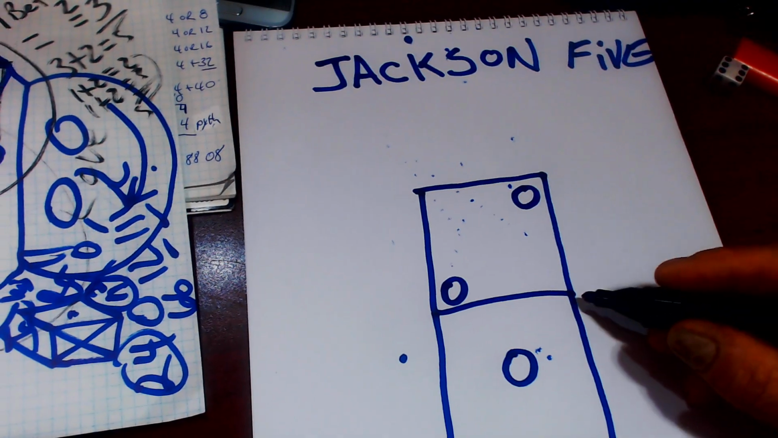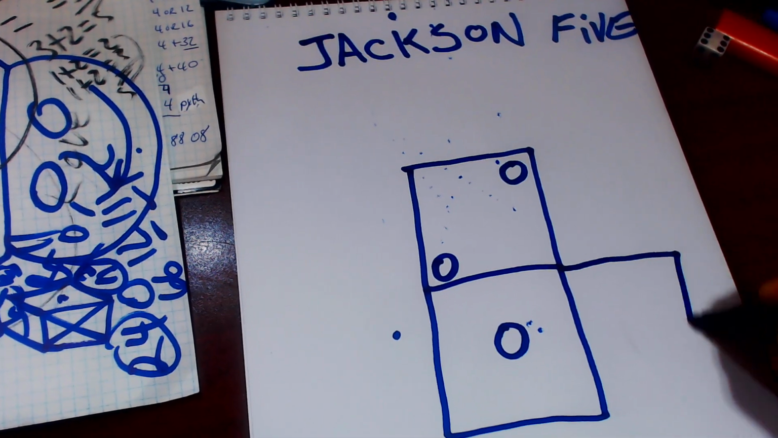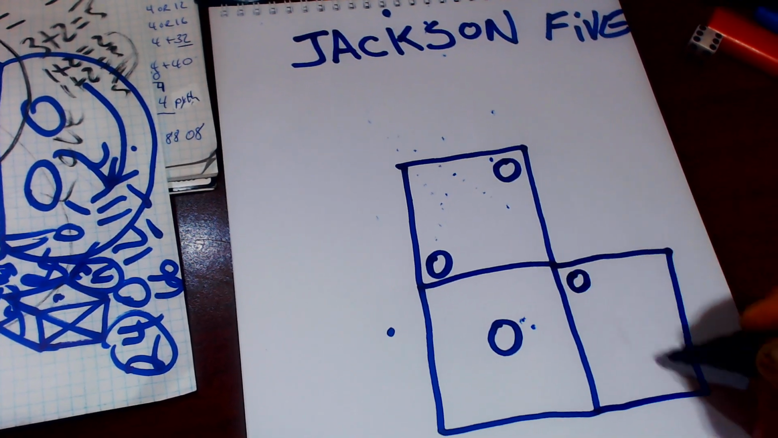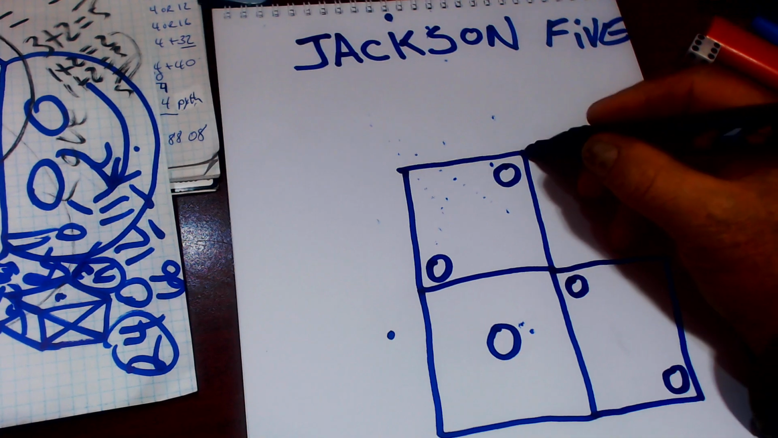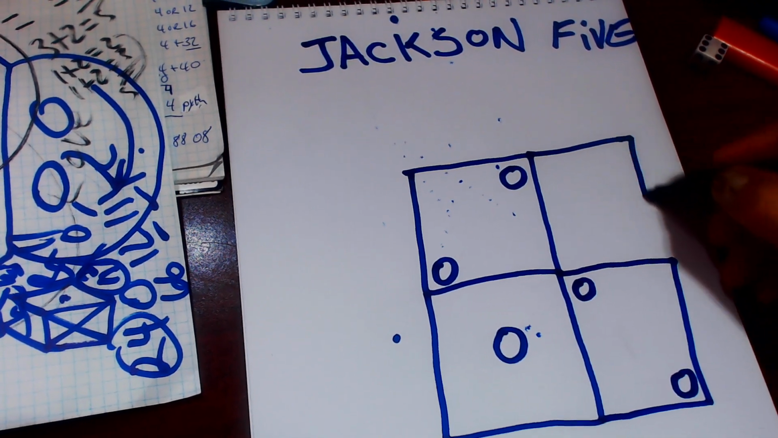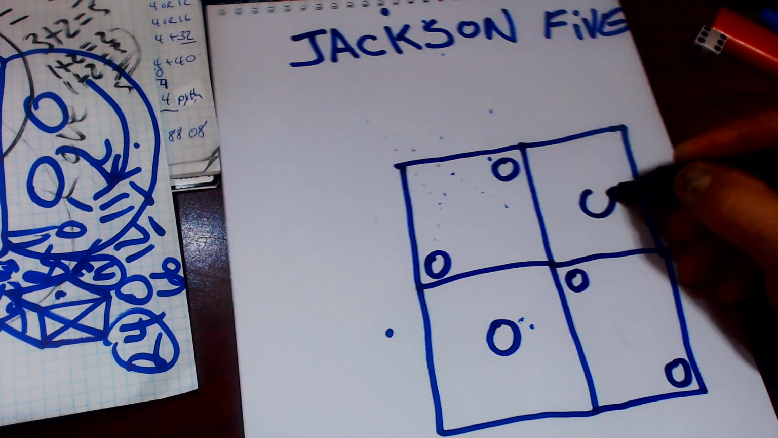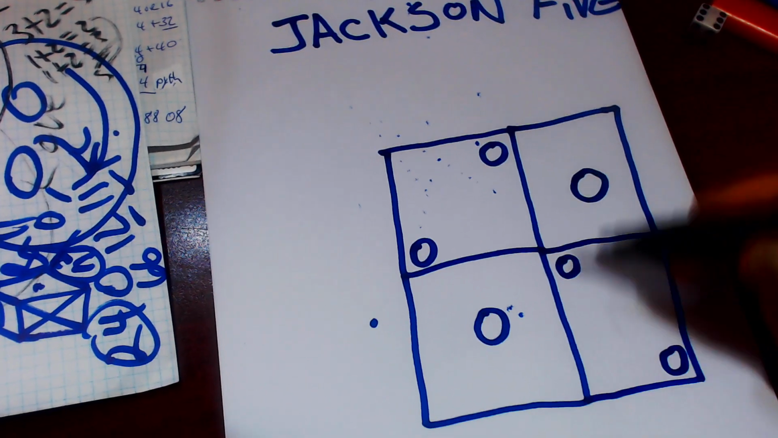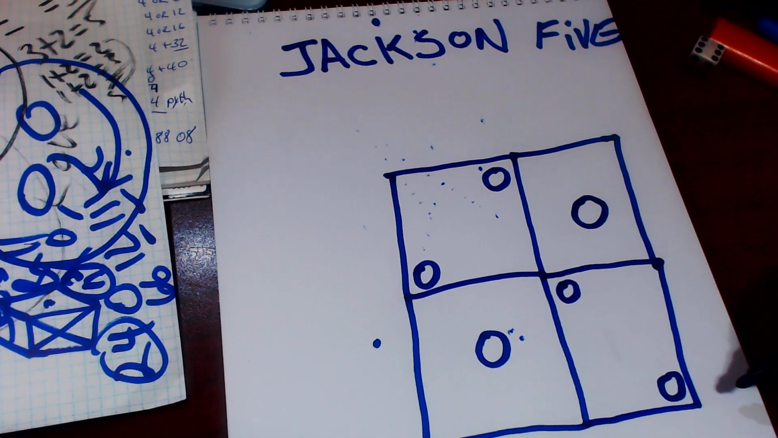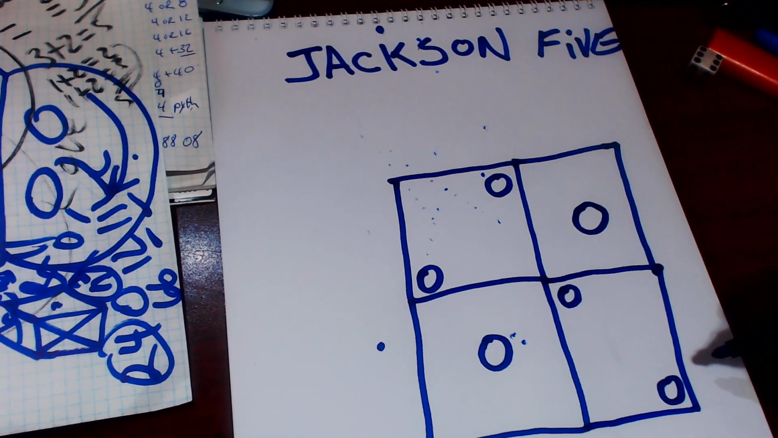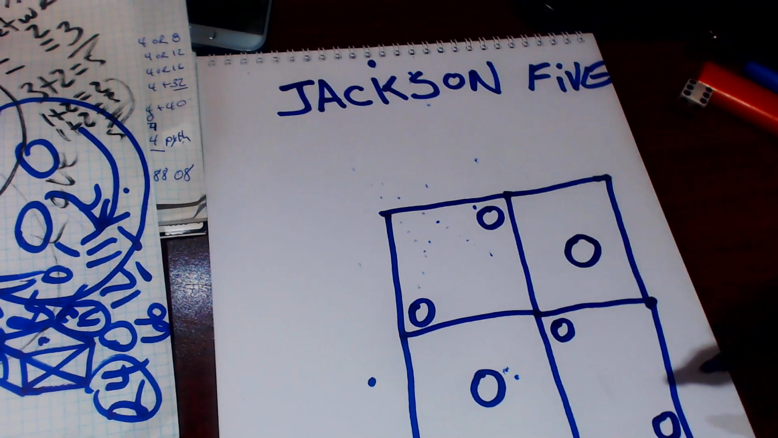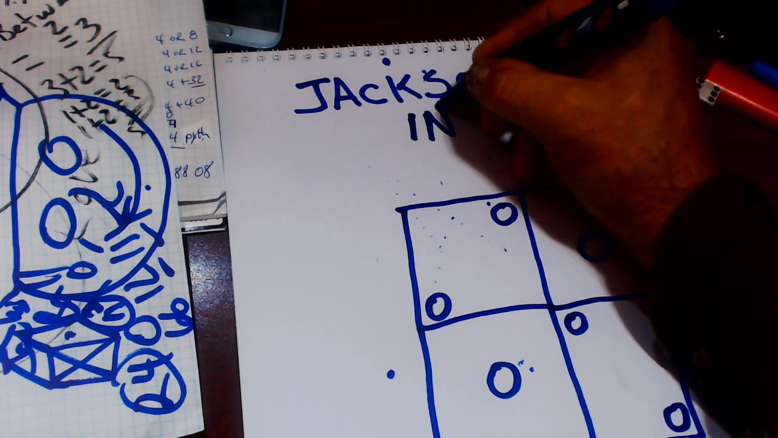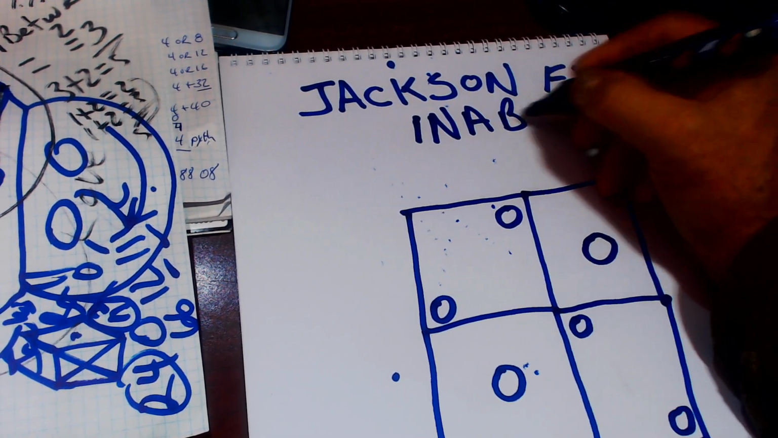Well, since we have the 2 there, we're now going to have to put the 2 over here. And since we have the 1 here, we're going to have to put the 1 over here. Okay, so now we have sort of a reflection of everything. Right? Is that correct? Now how do we get the Jackson 5s and Jack in a box?